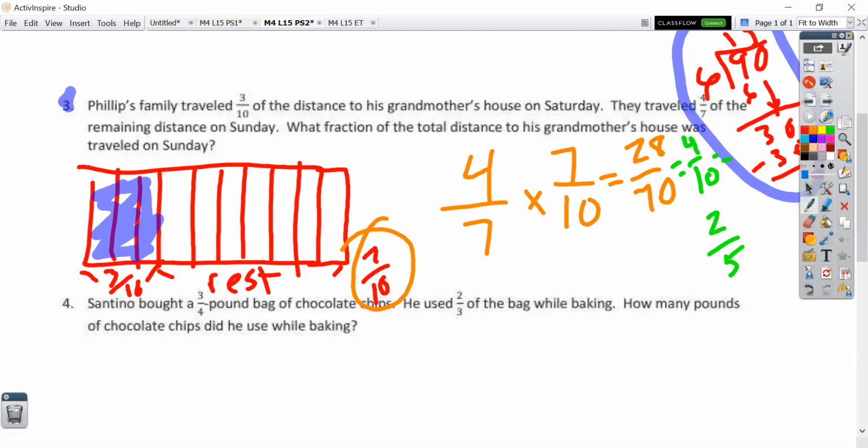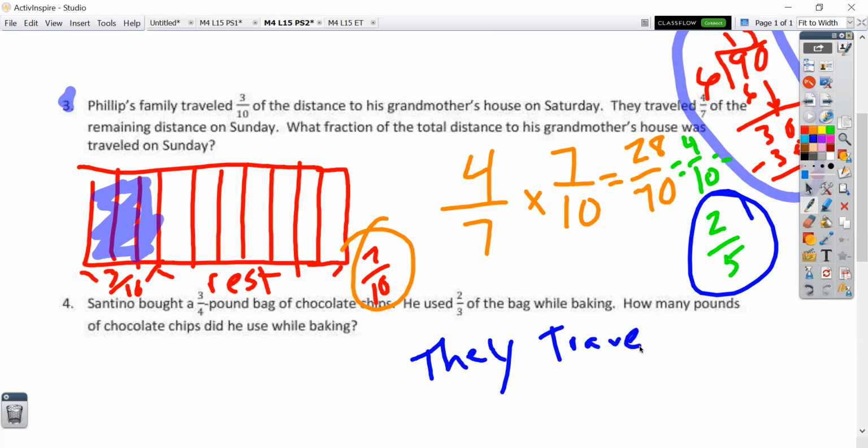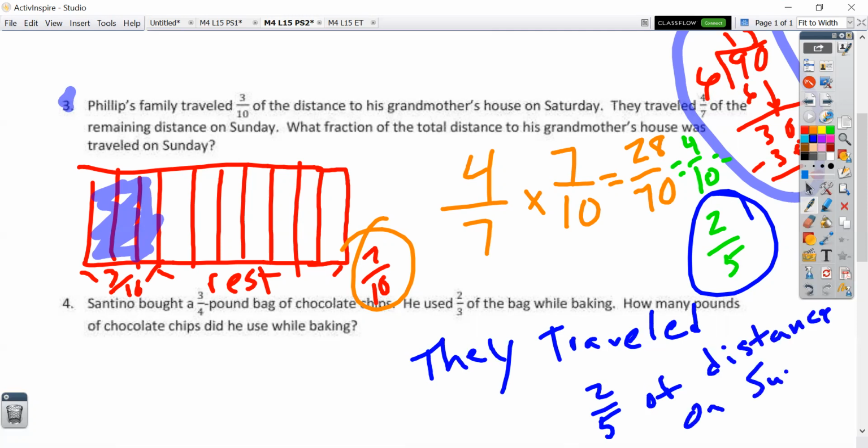All right, so what fraction of the total distance to his grandmother's house was traveled on Sunday? Well, here's our answer. They traveled 2/5. And I'm looking for a unit. There's no unit, so they traveled 2/5 of the distance on Sunday. So there's still quite a bit of distance to go. There's still 3/5 of the way to go. And hopefully they get there soon.